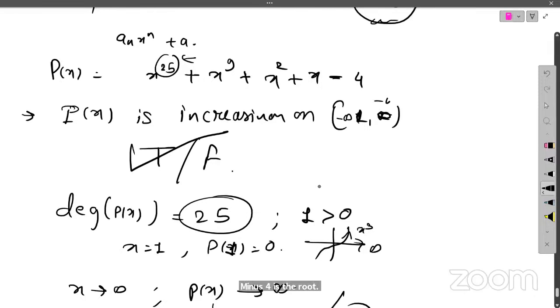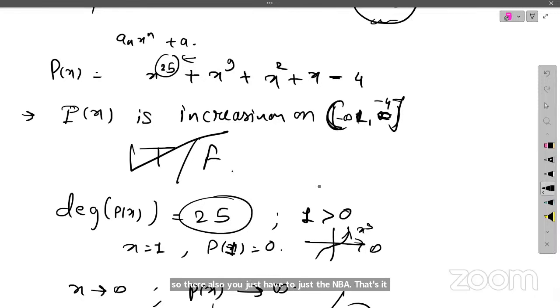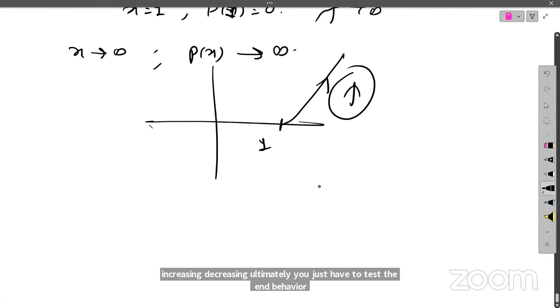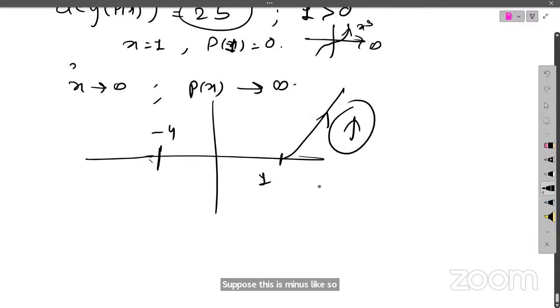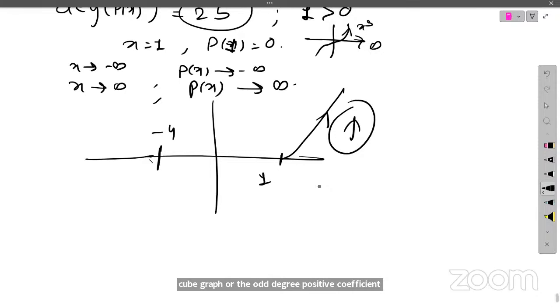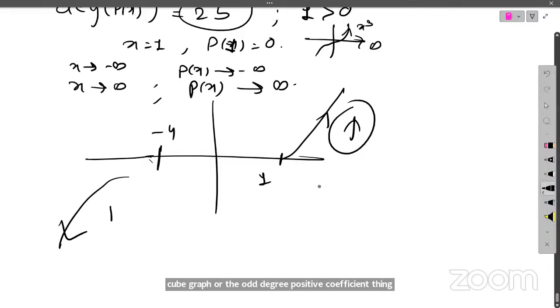Yeah, correct. Okay, so there also you just have to judge the end behavior. That's it. If they ask you such type of question, increasing, decreasing, ultimately you just have to judge the end behavior. Because suppose this is minus 4, right? So after minus 4, as x goes to minus infinity, p(x) also goes to minus infinity, right? Because of the x cube graph, or the odd degree positive coefficient thing. So here it will be decreasing.